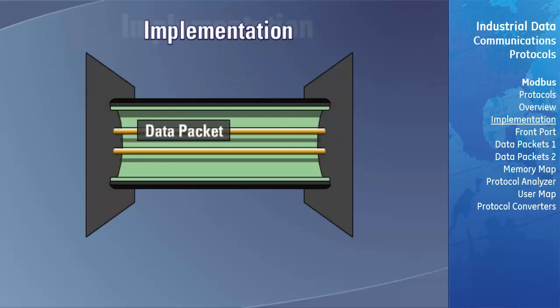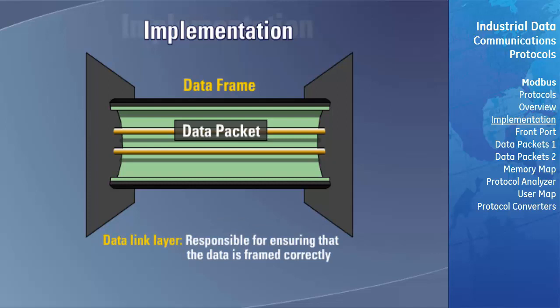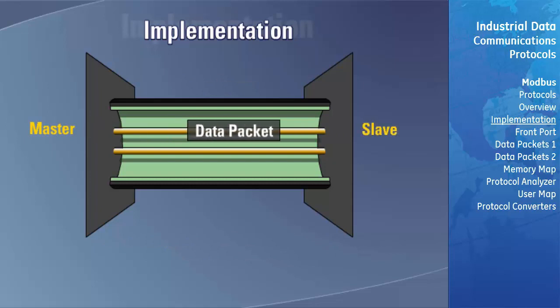Modbus communication takes place in packets, which are groups of asynchronously transmitted bytes of data arranged in a specific order. These packets are referred to as data frames. The data link layer is responsible for ensuring that the data is framed correctly. The master transmits a packet to the slave, and the slave responds with a packet. The end of both data packets is marked by dead time on the communications line. When troubleshooting or optimizing a Modbus LAN, it is very useful to understand how commands and data are transmitted.